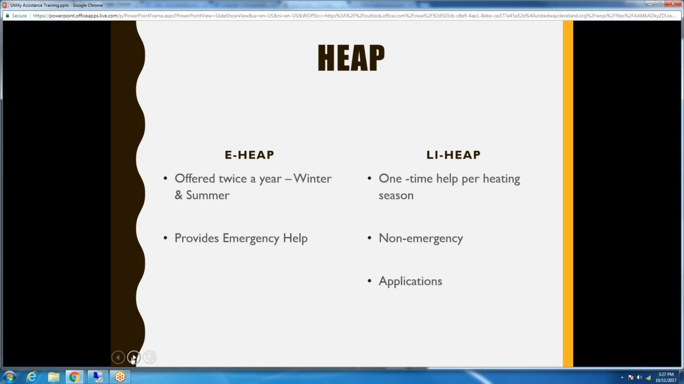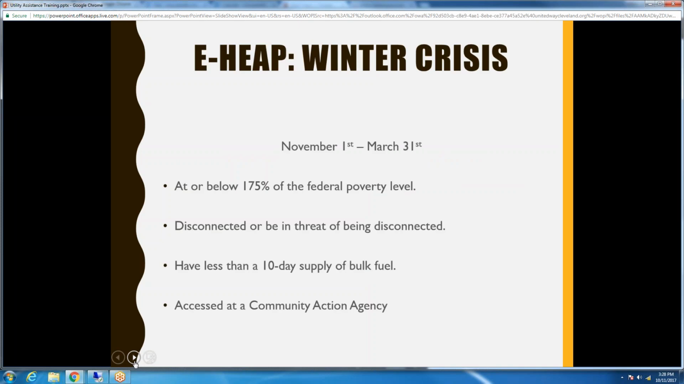But it does help more people out during the winter. You know, that's when it's the most useful. All right, so with Emergency HEAP, we're going to talk about Winter Crisis. Winter Crisis runs from November 1st through March 31st and can be used once, and can be used to pay for the winter reconnection order.